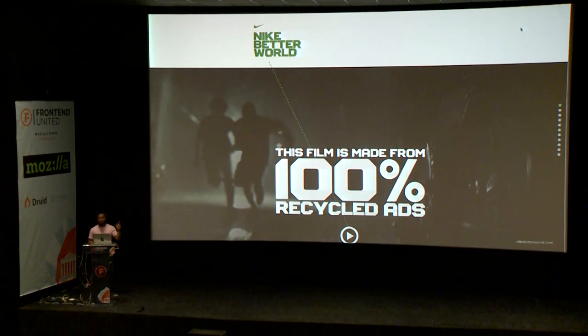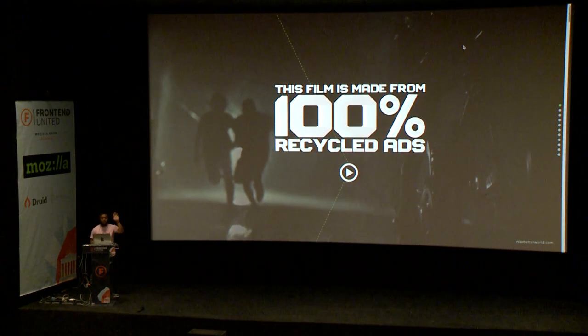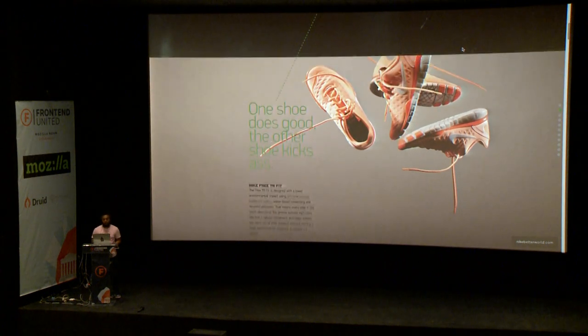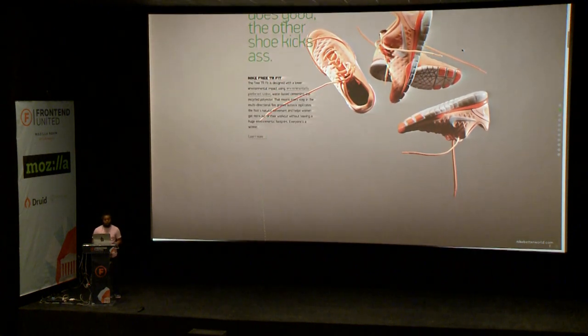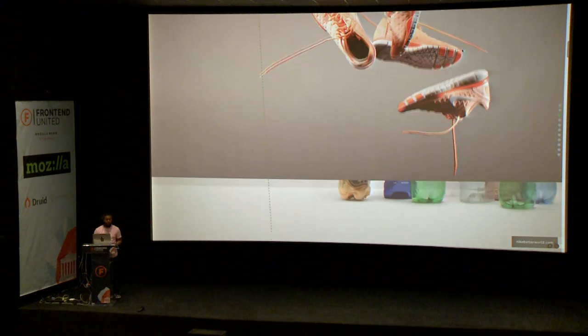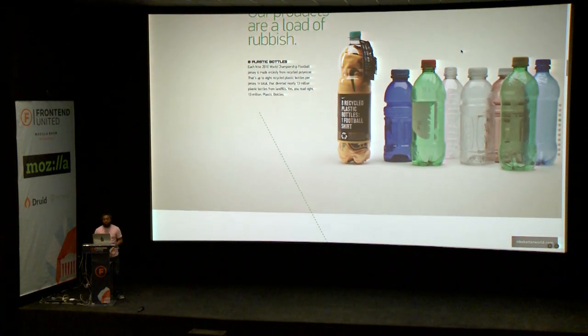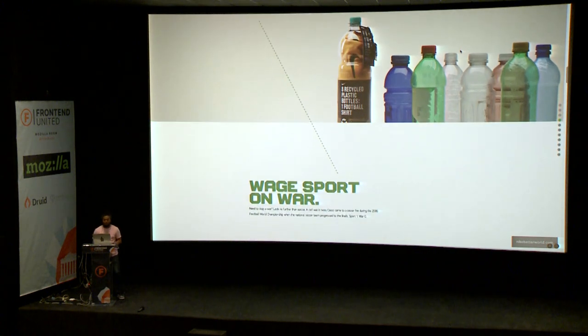Does anyone recognize this site? Has anybody seen this? It's a couple years old. This is the Nike Better World site from 2011. Now, it's certainly much more commonplace now, but this is actually one of the first sites to use parallax and actually popularize it. It was created by my friend Ian Coyle. He's a designer-developer hybrid. He lives in Portland in the US.